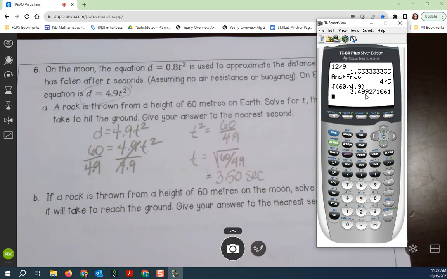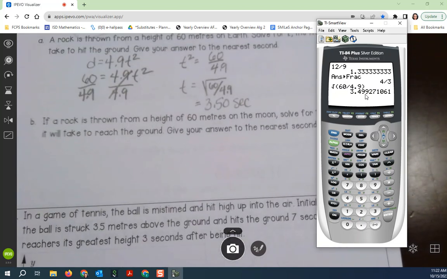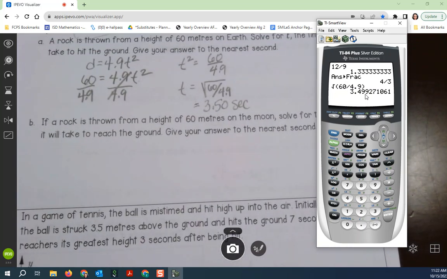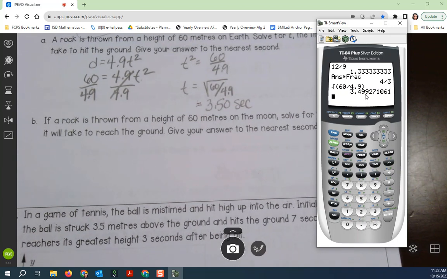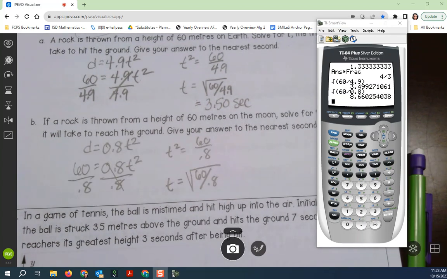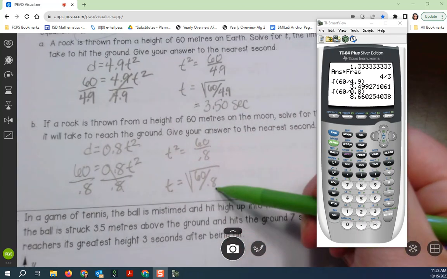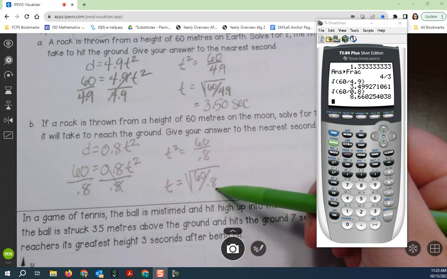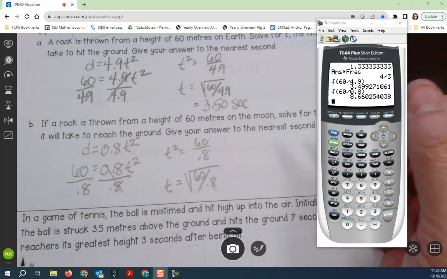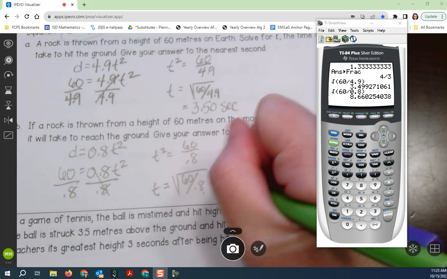All right, in B, if a rock is thrown from a height of 60 meters on the moon, solve for the time it will take to reach the ground and give your answer to the nearest second. So we're going to do the same exact thing, and we're just going to use the moon formula this time. All right, so we use the moon formula, and we solve for time, and this time we're getting, to 3 sig figs, 8.66 seconds.